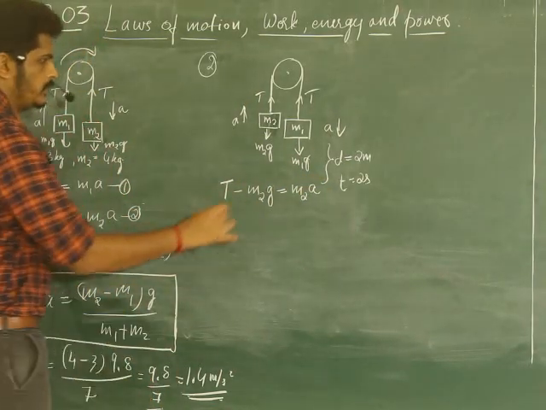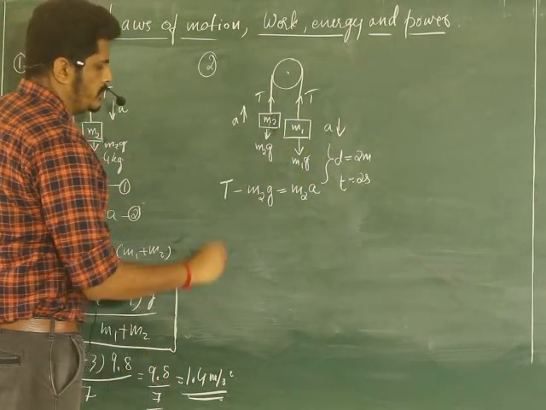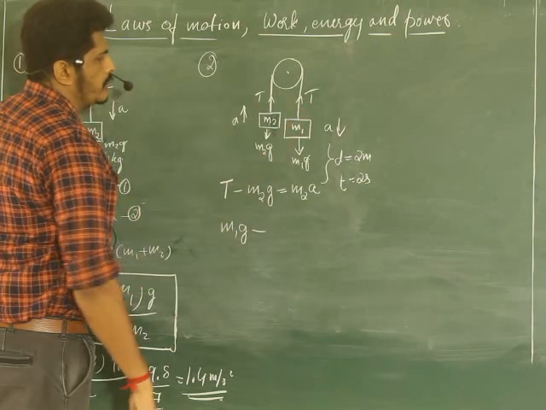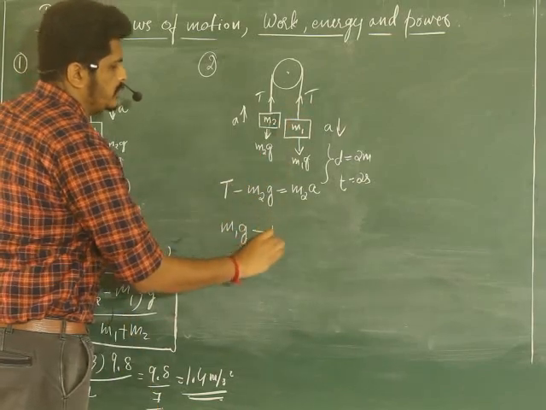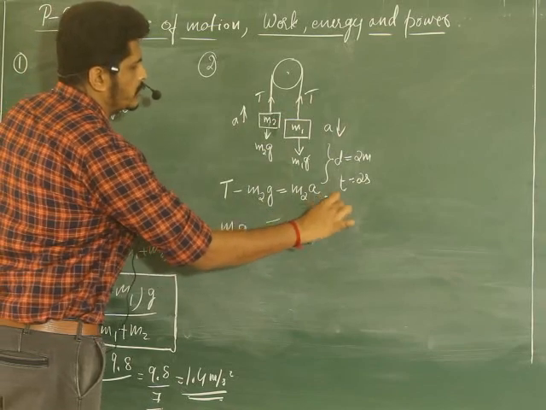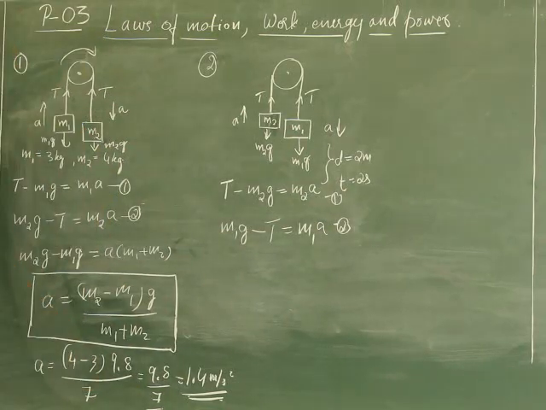Next, what about this one? M1 into G is there, which is directed downward. So similarly, I can go for that one. M1 into G minus T, that means tension, equal to M1 into A. Equation number 1, equation number 2. This is what I get.